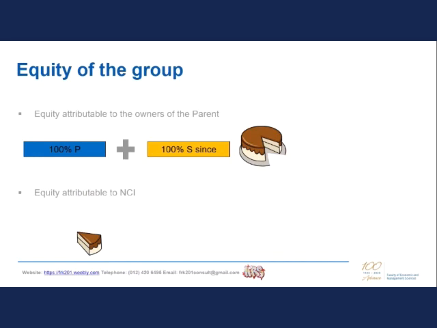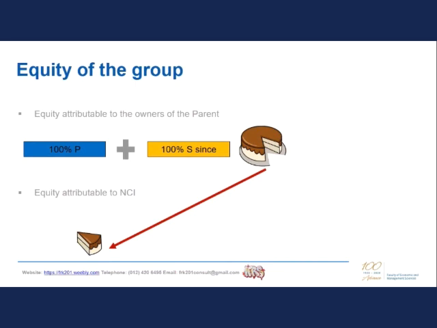the equity of S. Based on the cake analogy, a portion of this since acquisition equity of S, represented by the cake, is sliced out and given to NCI. Therefore, it's moved to another line item in the consolidated financial statements.